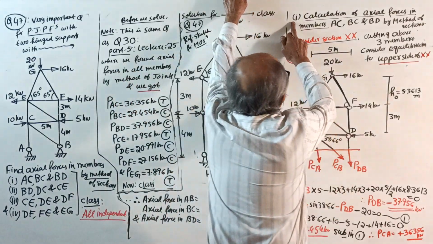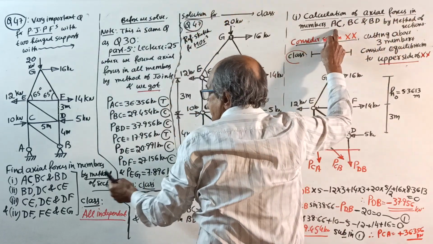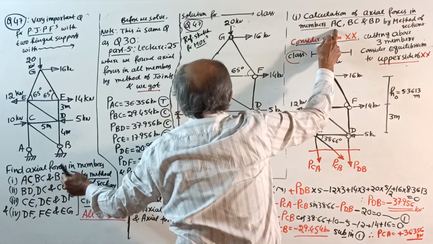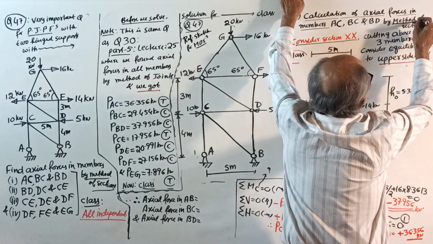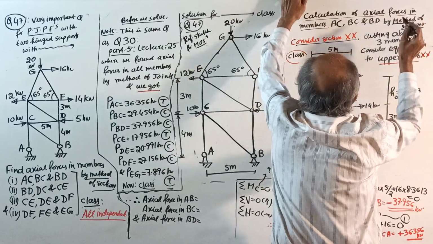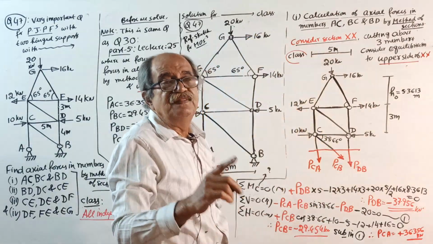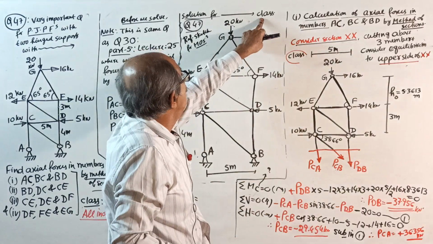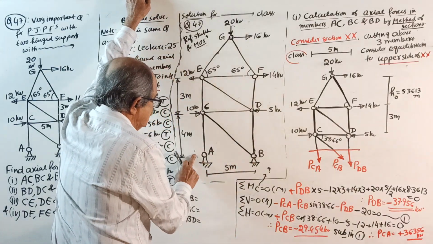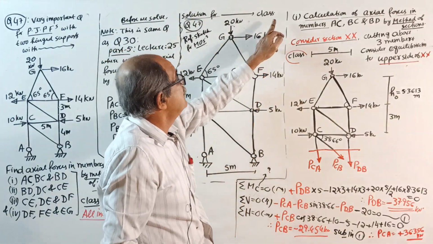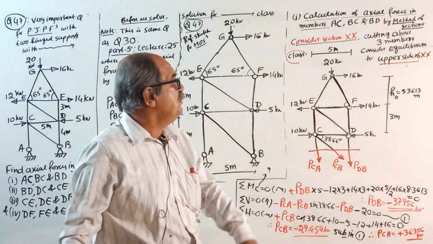Okay. First question. Calculation of axial forces in the members AC, BC and BD by method of sections. This is your first question. Okay, start. Now, before that, I forgot, one more thing you write here. This is a pin jointed plane frame with the 2 hinged supports. So, support reactions need not be calculated. We will not calculate.